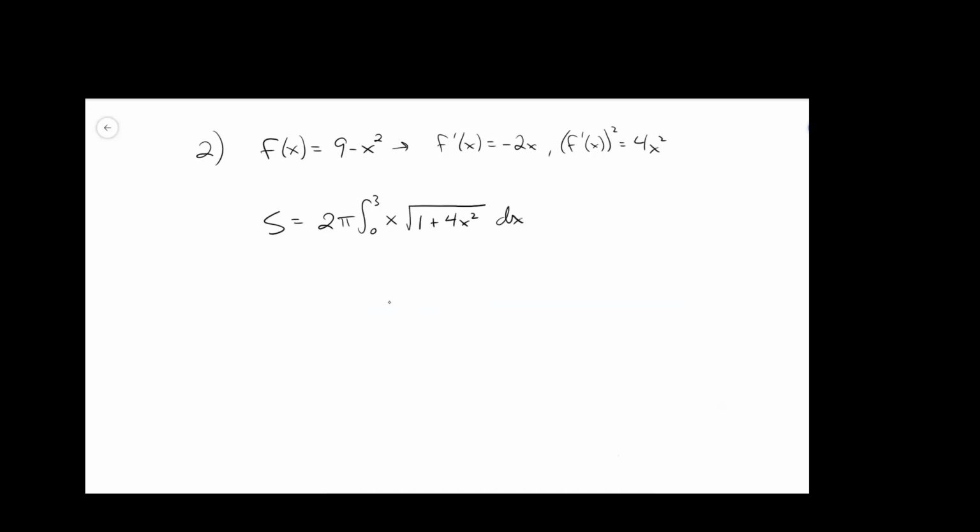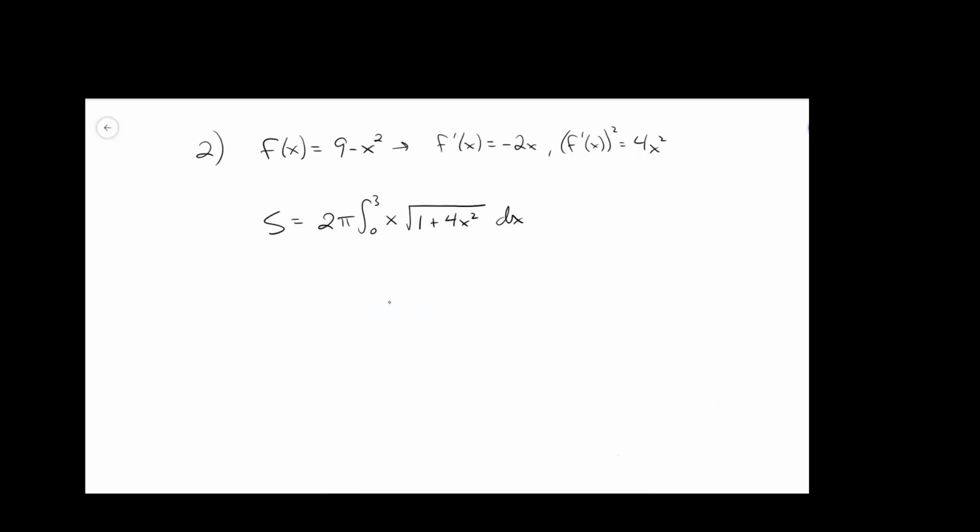Okay, now here's another question. What if I were revolving this around the x-axis? What would go in this spot right here? What would I put right there if I were revolving around the x-axis? Right, exactly. I'd have to put the y there, but again, I can't have these letters not matching. So instead of putting a y, I would actually have to put what y actually is. Well, y is equal to 9 minus x squared, so that's what would have to go there, okay?